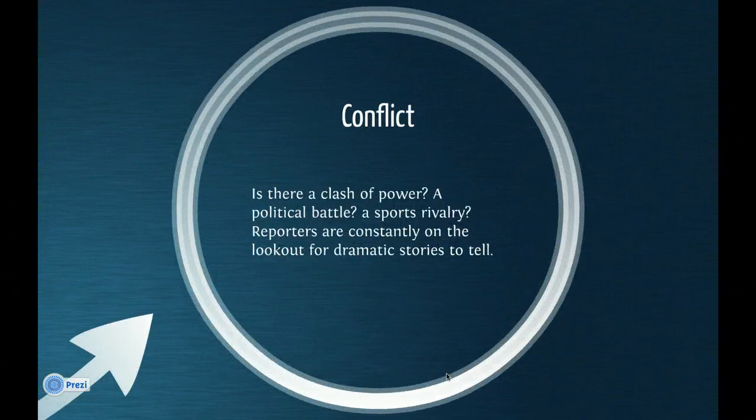Next is conflict. This is the reason why reality TV is so popular. By the way, guys, side note, reality TV is not really reality TV. It's scripted, and it is put together by producers that choose what goes on there. Conflict means, is there a clash of power, a political battle, a sports rivalry? Usually reporters are constantly on the lookout for dramatic stories to tell. The more conflict there is in a story, the more likely people are to read it.